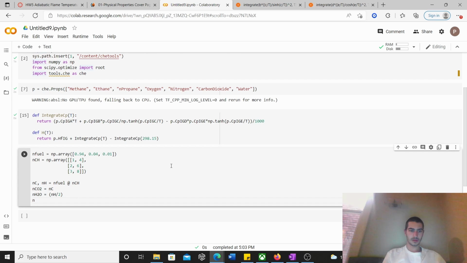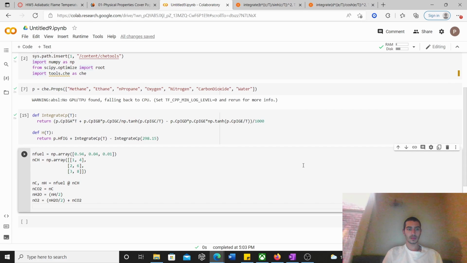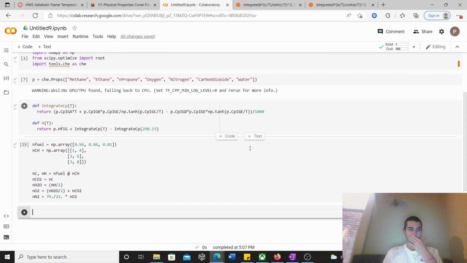And then finally, the amount of oxygen gas is equal to NH2O divided by 2 plus the amount of moles of carbon dioxide. Right. And finally, the amount of moles of nitrogen gas is simply what we had, so 79/21 of NO2, right? There we have it. So now we have all the amount of moles.